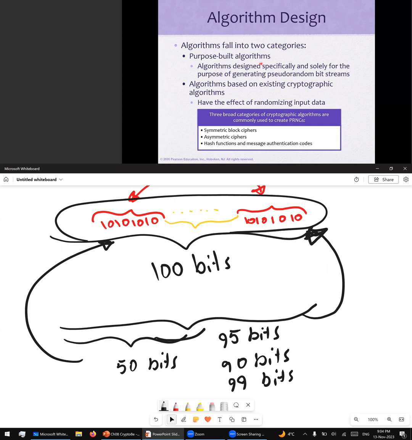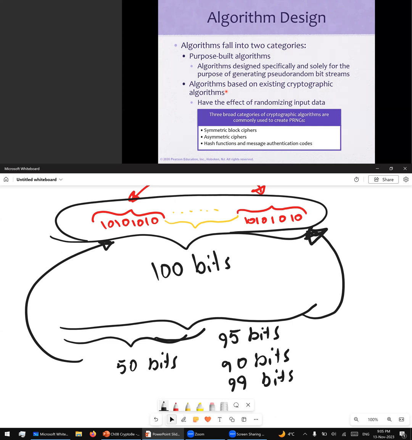But let's go talk about how we actually build a PRNG, what's actually used to build one. The way we design a PRNG, and this is basically what we mean by this slide, algorithm design, there are basically two categories of design. Either we build a PRNG for a certain purpose, right? It's built to be a PRNG, or we use other structures that we know of to build a PRNG.